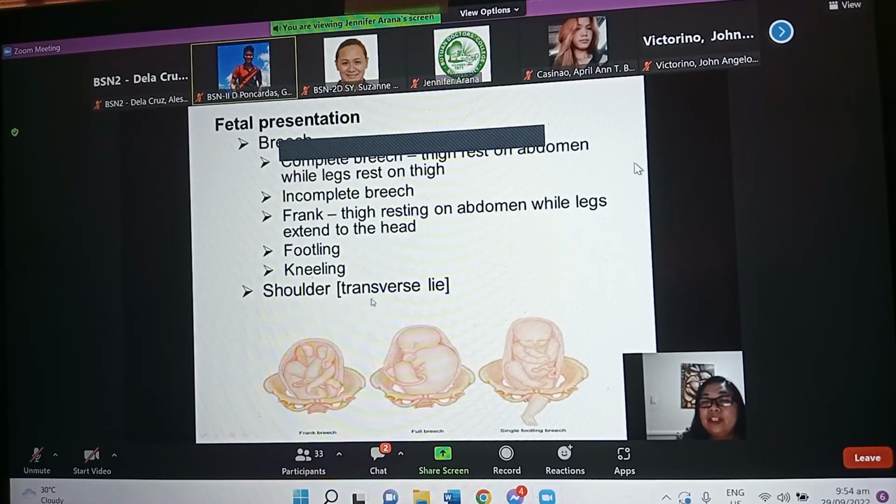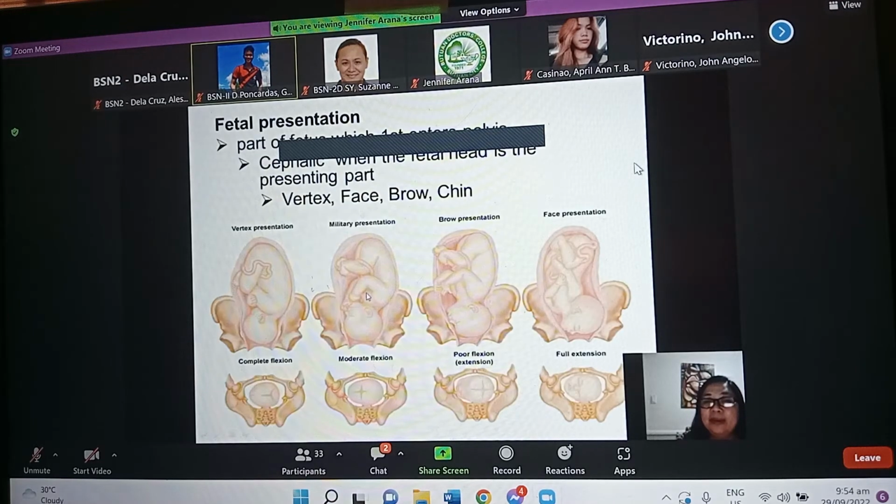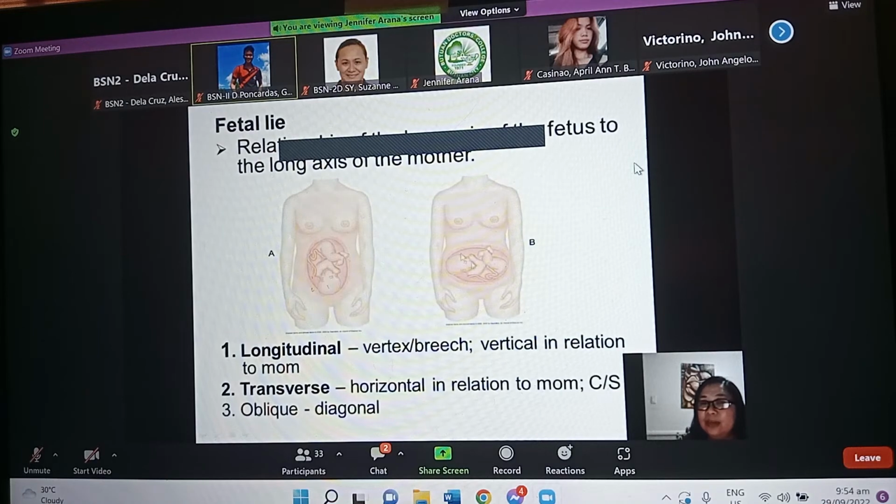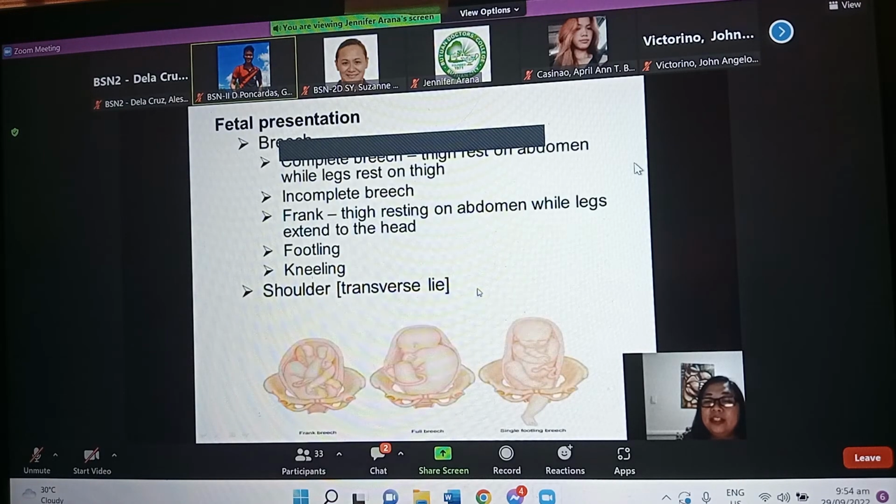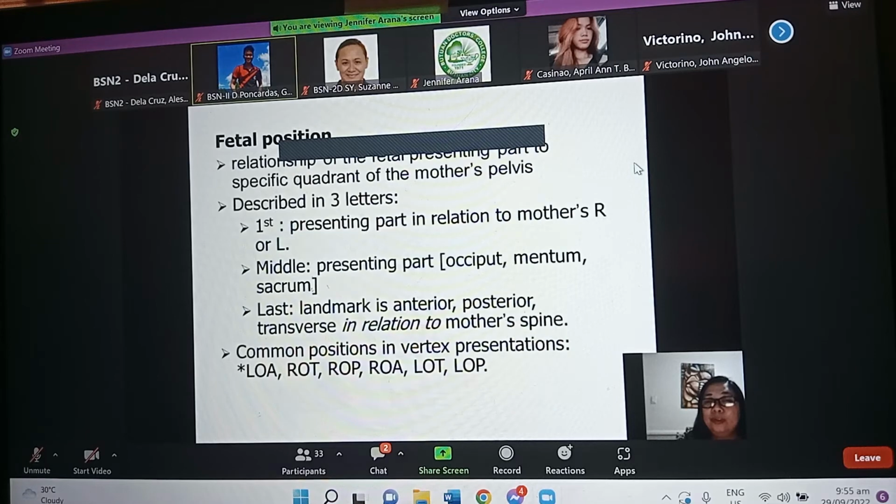Okay. Now, if the child is in transverse lie, parehas sa picture kaganina, this is the transverse lie. So, if the baby is on a transverse lie, the presentation is the shoulder presentation. Ang una mogawas, kung vaginal delivery siya, shoulder. But vaginal delivery is very difficult or is not possible when the child is in shoulder presentation.